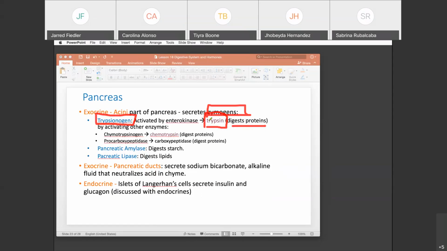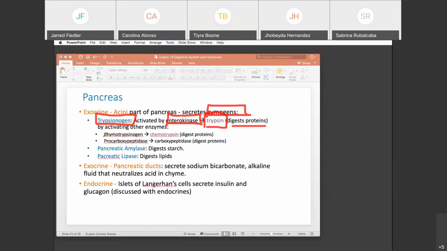All right, now the big difference between the two is that trypsinogen is activated by enterokinase. It's an enzyme. And pepsinogen, on the other hand, is activated by the acidity caused by hydrochloric acid. Here it's being activated by another protein, another enzyme. It's a kinase enzyme.